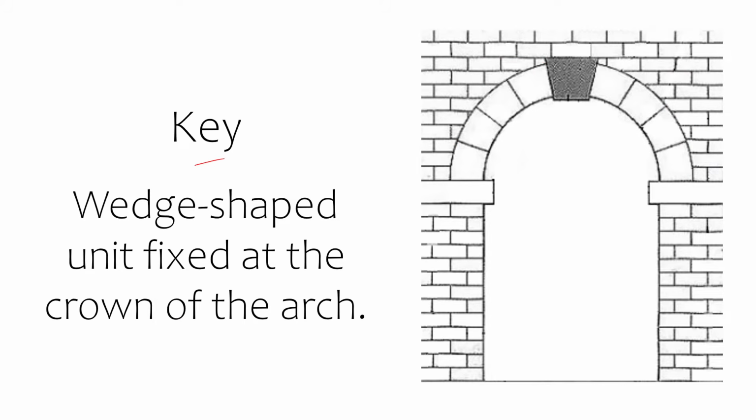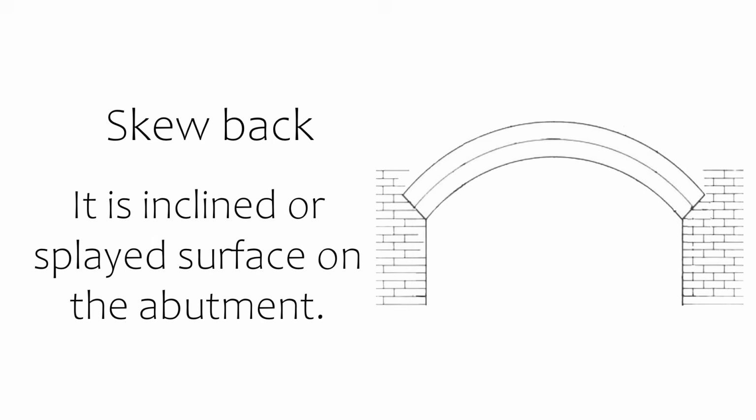Next is key. It's also known as keystone. This is the wedge-shaped unit fixed at the crown of the arch. So in this case, this bossoid is known as keystone. Next is skew back. It is the inclined or spread surface on the abutment. So skew back can be seen only in these types of arches. So this thing is known as skew back.